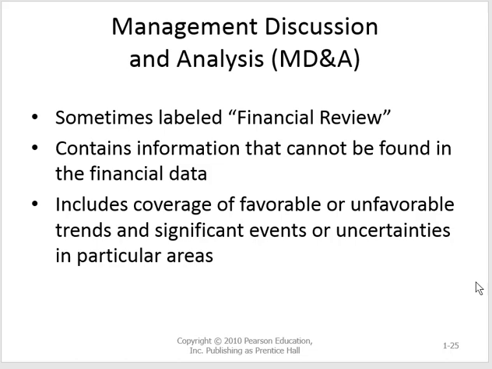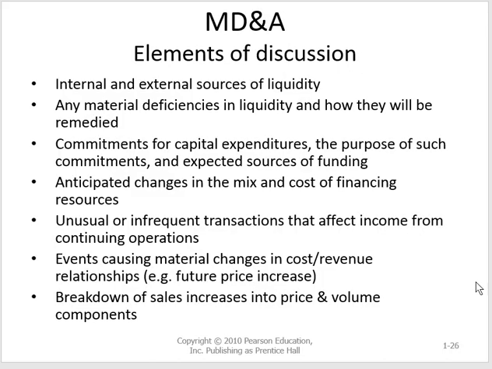A section of every annual report that I think is more important, quite frankly, than even the financial notes is what's referred to as the management discussion and analysis. Essentially, this is where management is going to tell us what happened and, in their opinion, why it happened. So this is going to look at favorable and unfavorable things. It's going to provide information that you can't find in the financial data. So it's going to talk about external and internal sources of liquidity. It's going to look for deficiencies. Talk about commitments that the company has made.